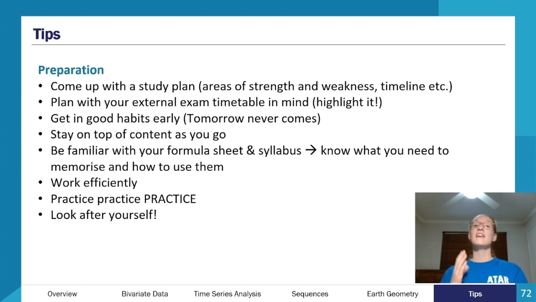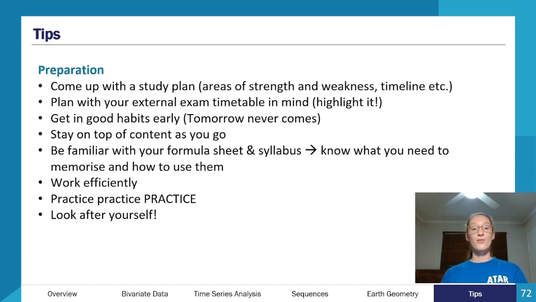And also, like I said, get in good habits now. If you feel like, oh no, I've already missed out, I haven't been studying properly, that's okay. Now is a great time to start. But if you have already been implementing all of those good habits, that's an awesome thing as well.